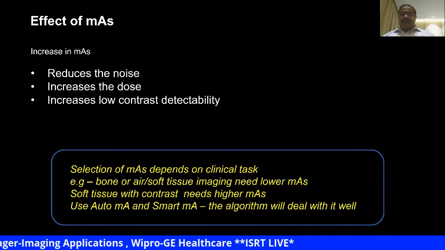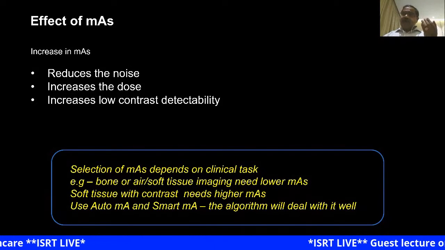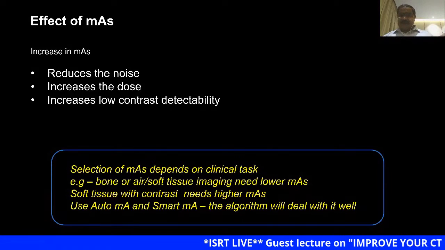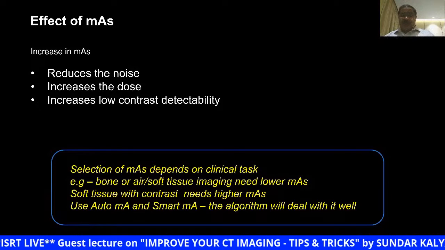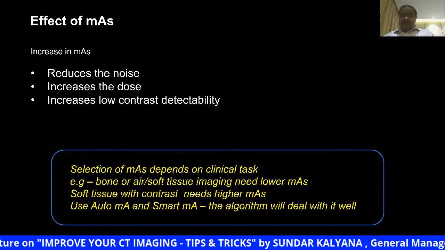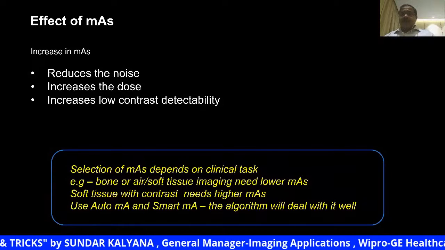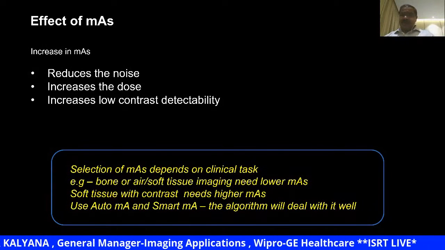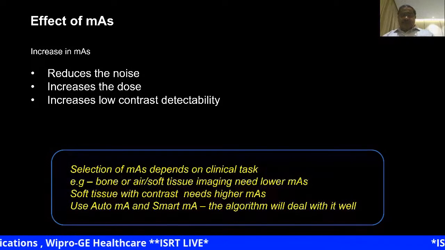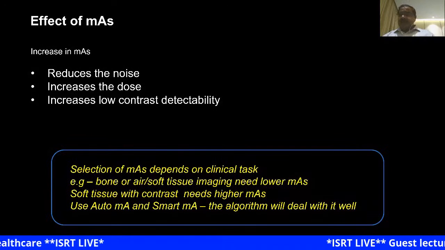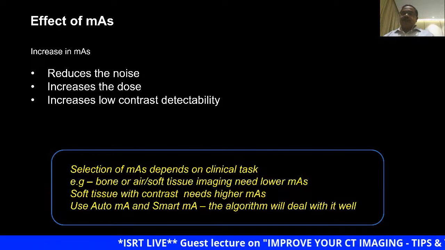The rule of thumb is the selection of MAS depends on your clinical task. For example, if you're looking at a high density tissue interface like bone-air, or in the chest, where you look at the vasculature versus the bronchoalveolar region, you can actually reduce the MAS. We are not looking at the soft tissue difference. Whereas if you're looking at liver lesions, where the lesion has a very low difference in Hounsfield unit compared to the rest of the liver, you may need to use a higher MAS to improve the low contrast detectability.